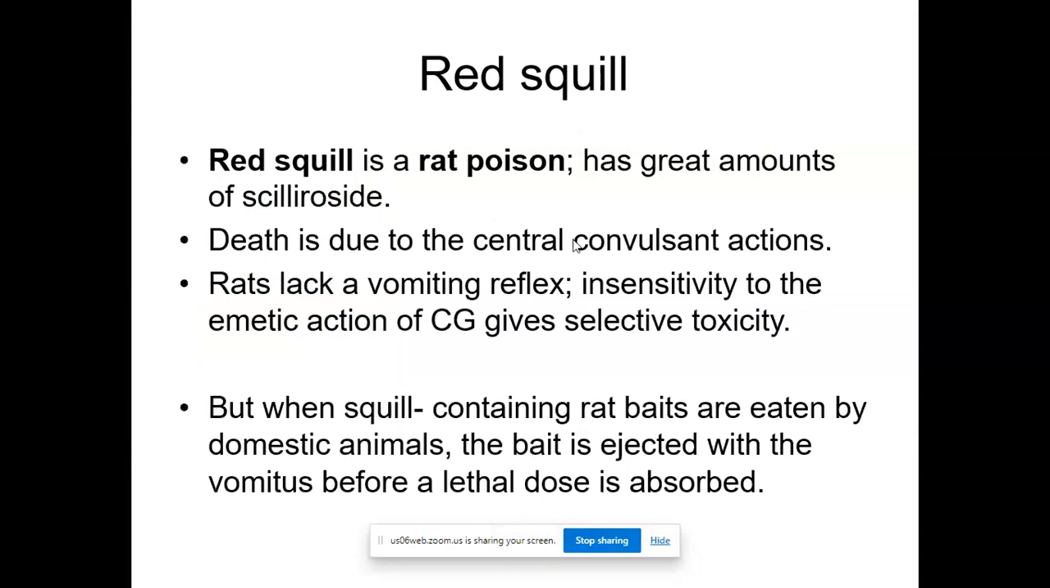Okay. So this red squill is used as rat poison because it also has selective toxicity, because these rats do not have the emetic vomiting reflex, so they'll end up dying. But for other animals like the domestic animals, they'll end up vomiting it before they reach the lethal dose. So that's a good thing. Next slide.